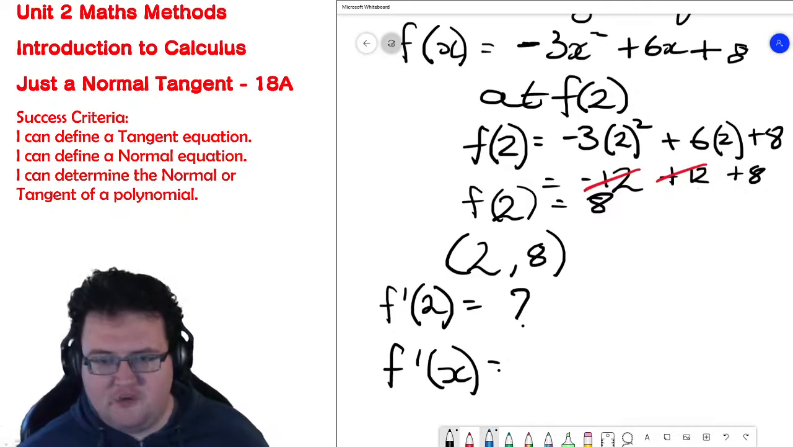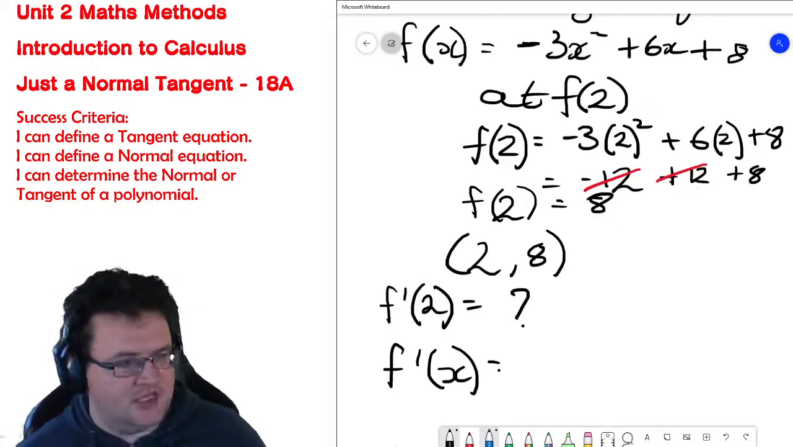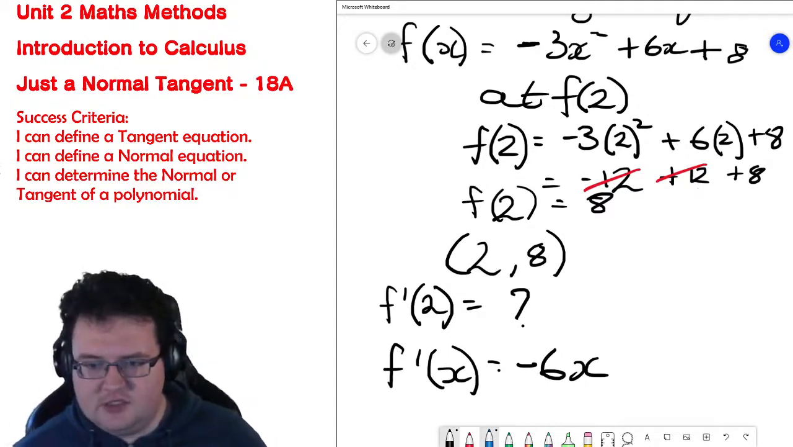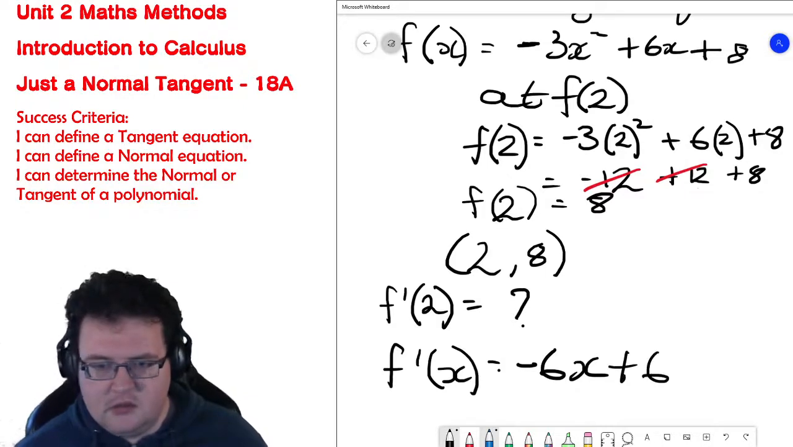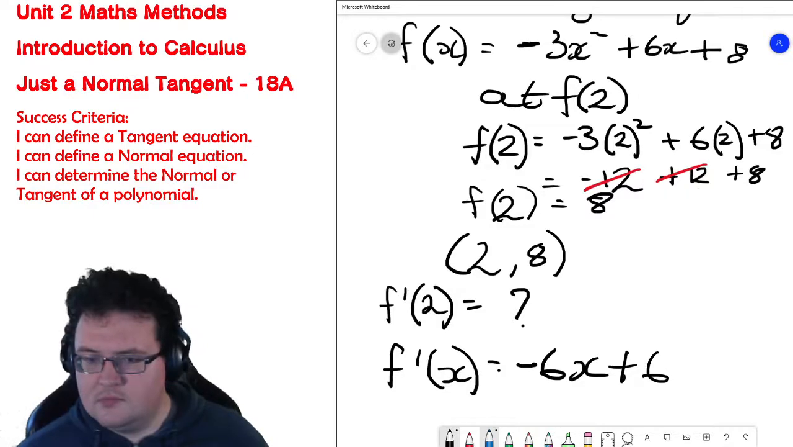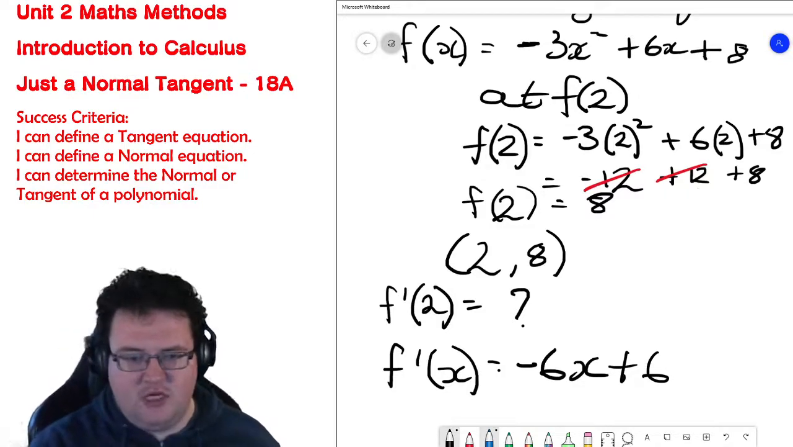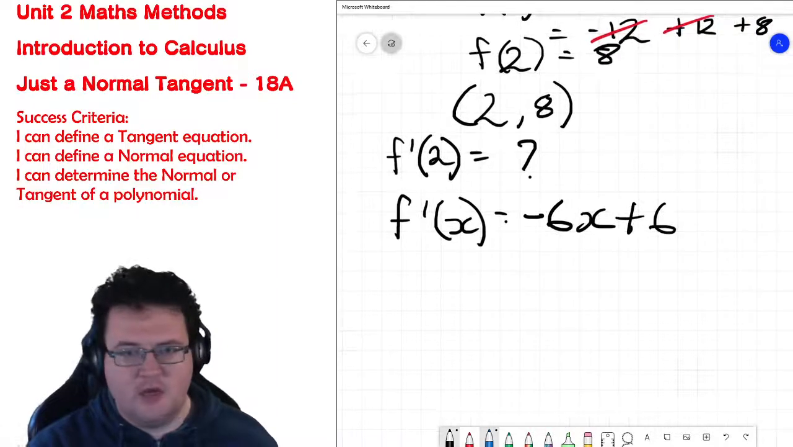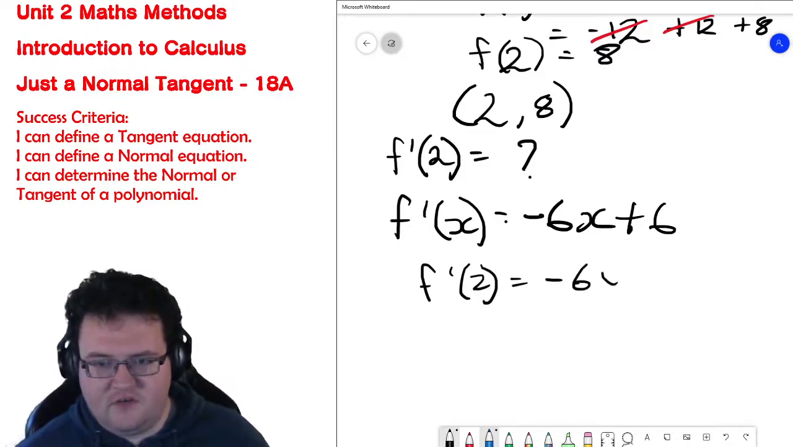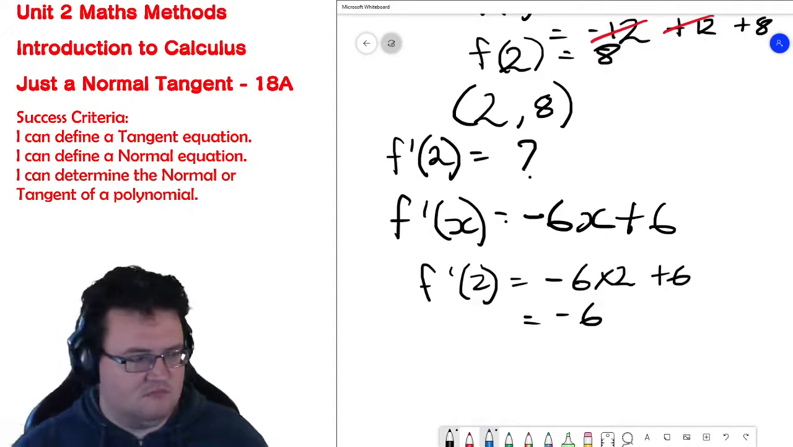If I take the 2 from down the top, 2 times minus 3 is minus 6. And then take the 1 down, minus 1. So it's negative 6x plus 6. So I now have my derivative graph. So I have f dash x. So I need to find f dash 2. So f dash 2 is therefore equal to negative 6 times 2 plus 6, which is negative 6.